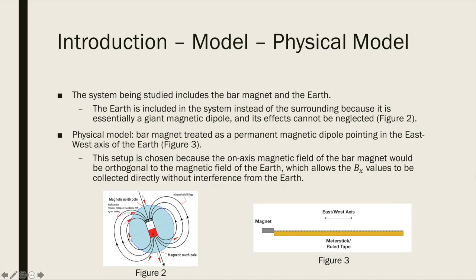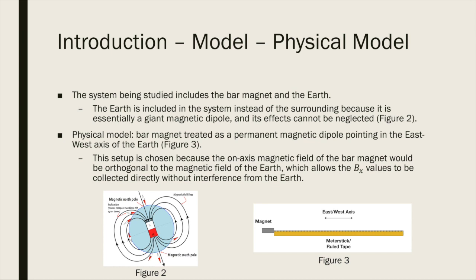The system being studied in this lab includes the bar magnet and the Earth. The Earth is included in the system instead of the surroundings because it is essentially a giant magnetic dipole, and its effects cannot be neglected. See Figure 2 for visualization.